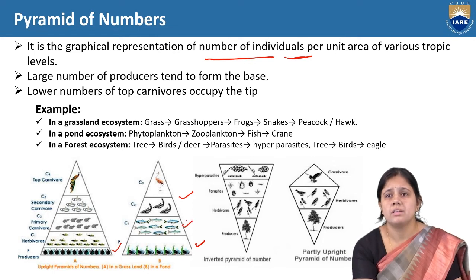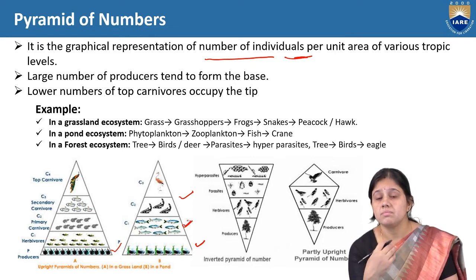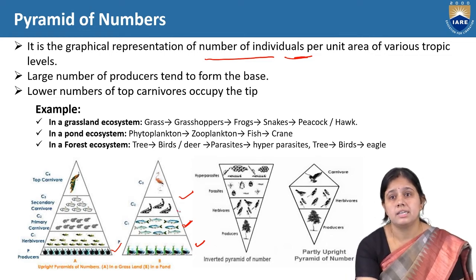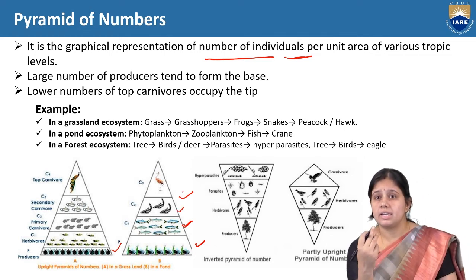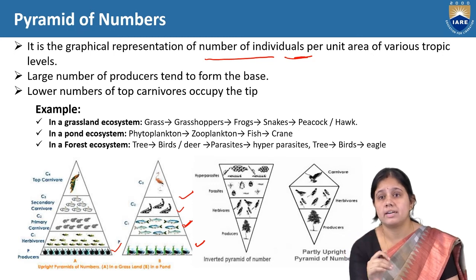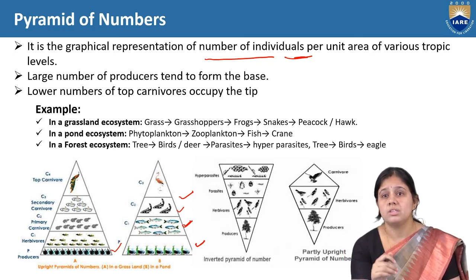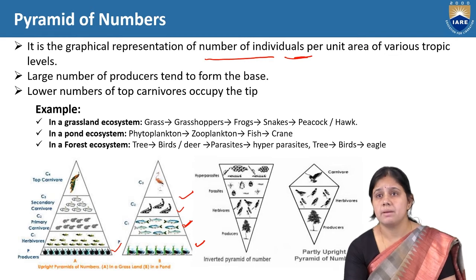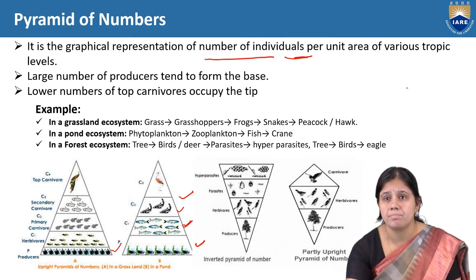Then the zooplankton and fishes are at the next trophic level. Then some fishes are there. Then the crane is there. The crane is the predator for that particular ecosystem. So in the case of the grassland ecosystem and the pond ecosystem, this is the shape of the pyramid. It is in the form of a pyramid.